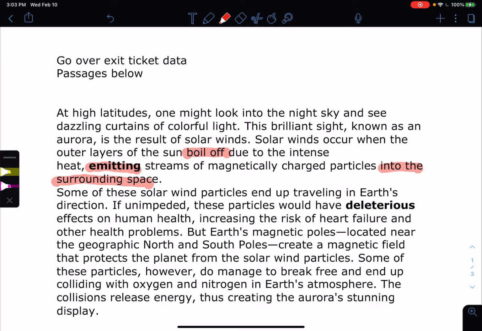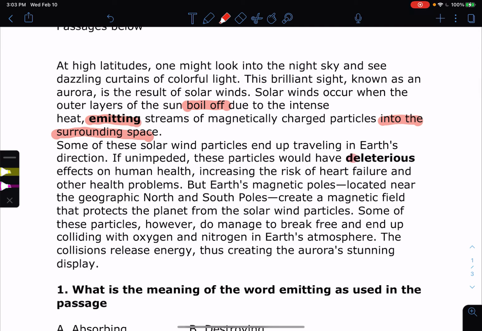Some of these solar wind particles end up traveling in Earth's direction. If unimpeded or unstopped, these particles will have deleterious effects on human health. So here, we're trying to figure out what deleterious means. It's obvious from the context clue that I'm going to read right now that it's not something positive. Increasing the risk of heart failure and other health problems. So deleterious has to do with that.